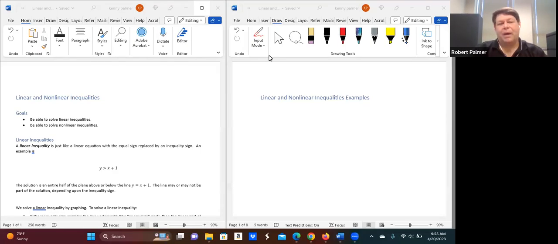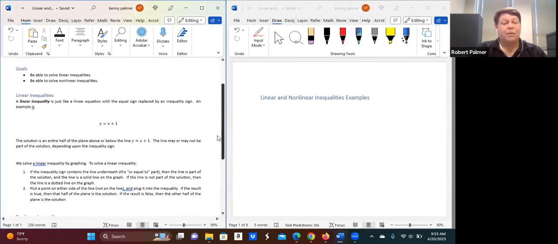Hello everyone, welcome back. Today, we'll learn to solve linear and nonlinear inequalities. So our goal is basically to solve each type. We'll explain what they are and how they're related. So first off, it's a linear inequality.